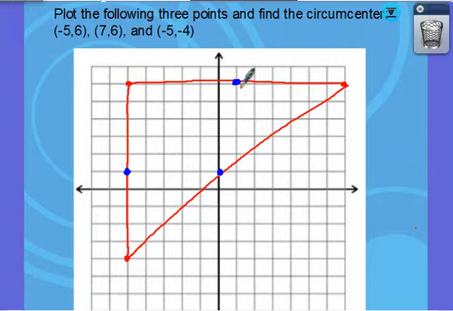To draw lines perpendicular to it, it's easy here. Since this is a vertical line, you'll draw a horizontal line. There's the perpendicular bisector. It crosses through the midpoint and it's perpendicular. Same thing here, pretty easy.